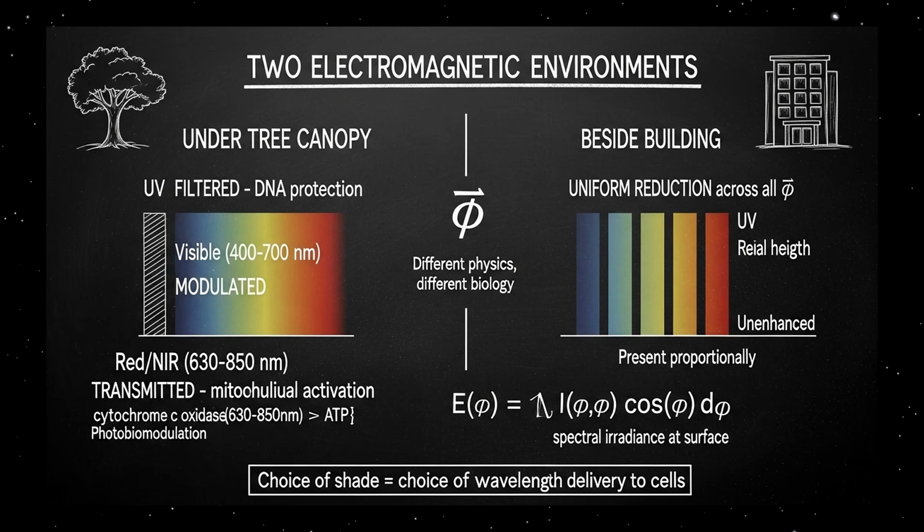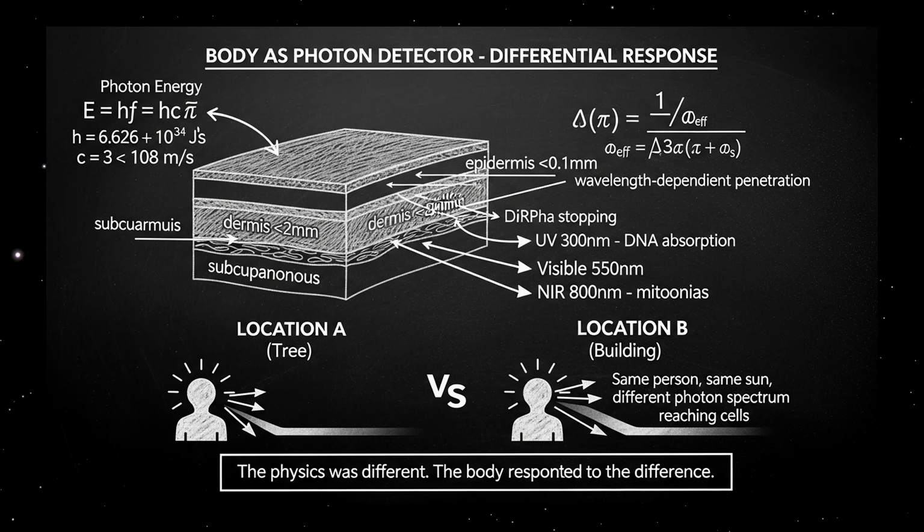Every time you chose the shade of a tree over the shade of a building, you were choosing a different electromagnetic environment, one that delivered the wavelengths your mitochondria use while removing the wavelengths that damage your DNA. The preference was not aesthetic. The physics was doing something different to your body in the two locations, and your body was responding to the difference. Dappled light adds another dimension.